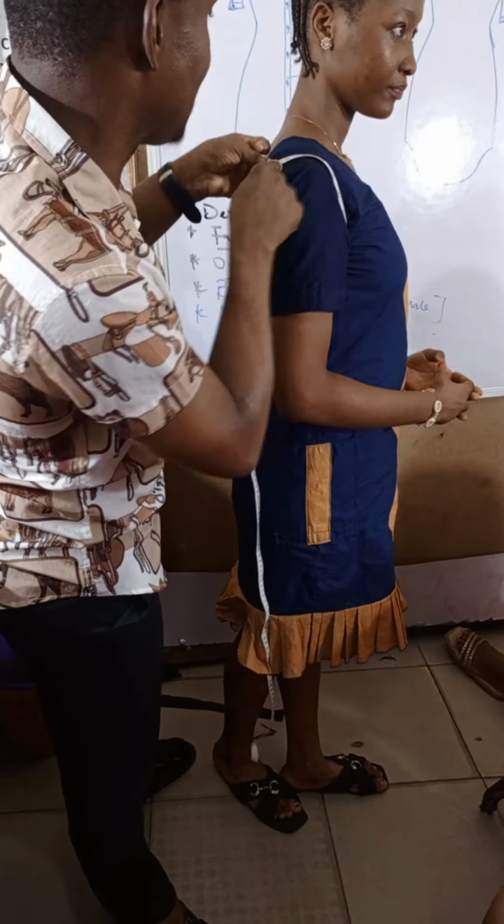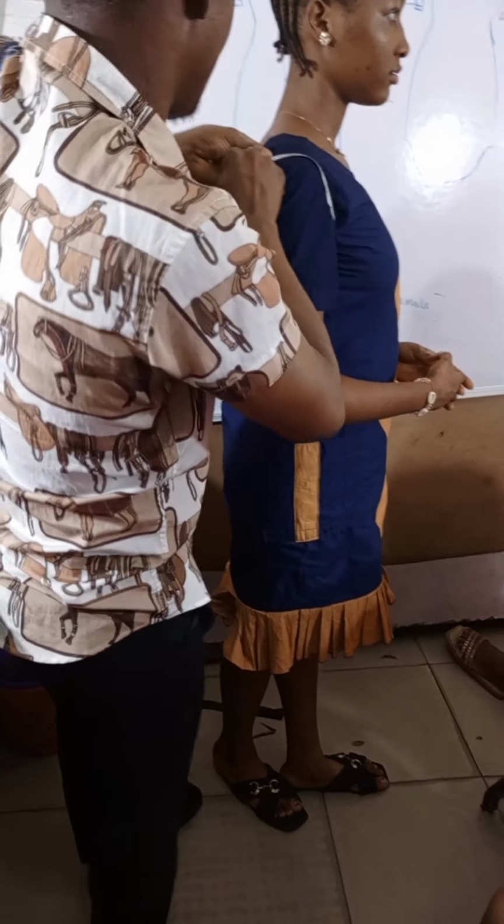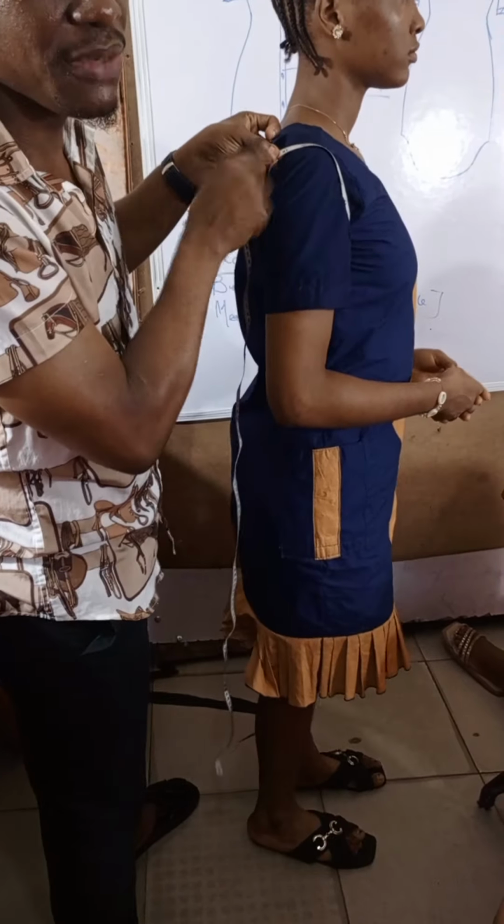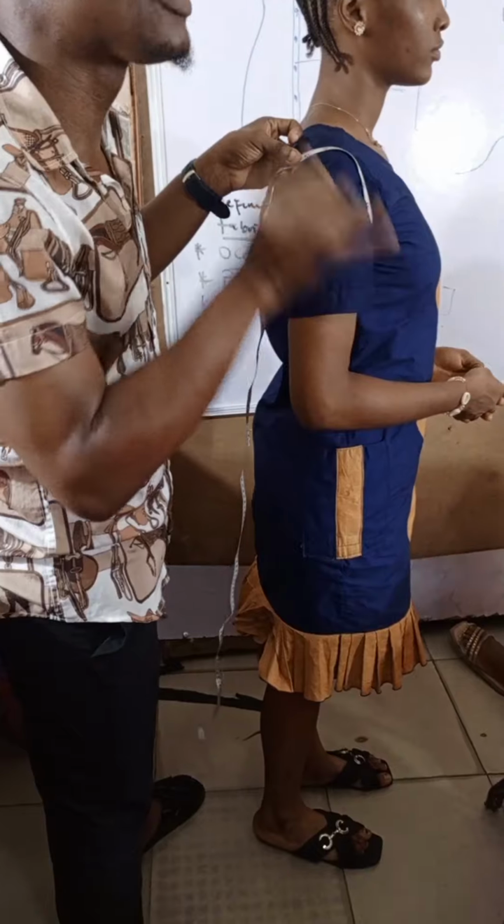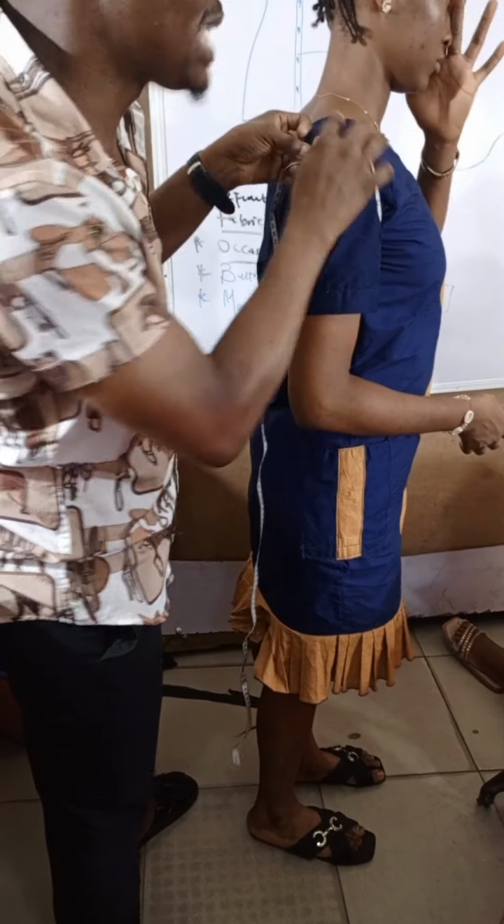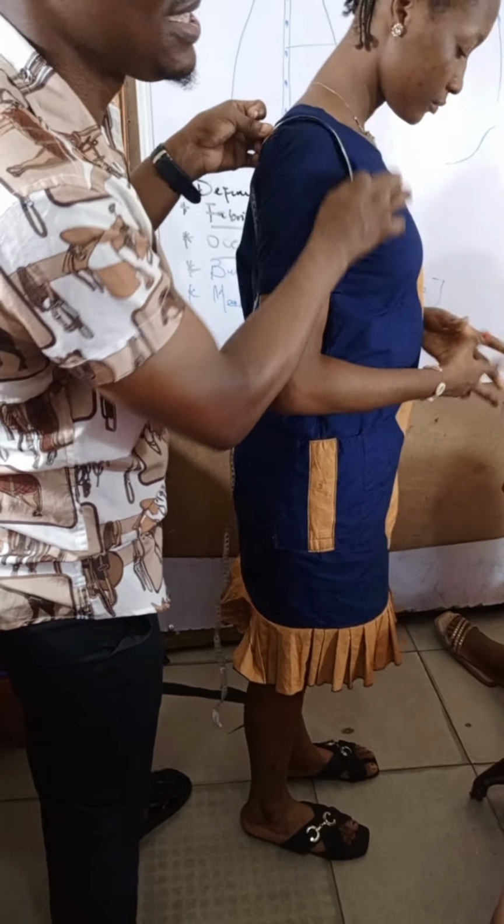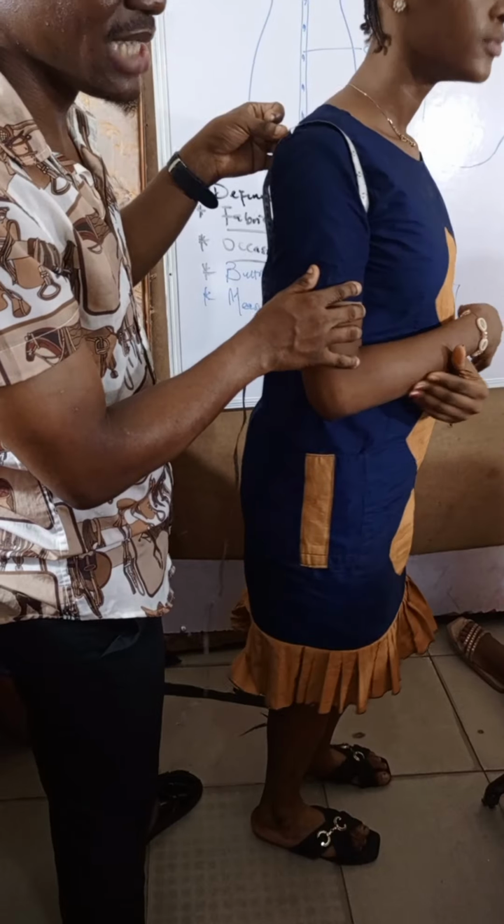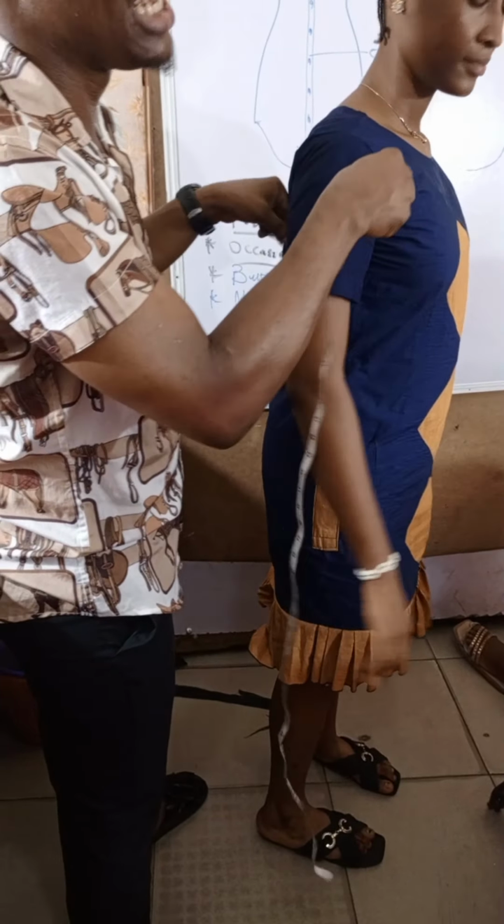Okay. So now let me show you guys what I have here. What I have here is 16 inches fitted. Are you seeing it? Always add something like 1 inch to it. So that means her armhole is 17 inches. Do you understand? Okay.